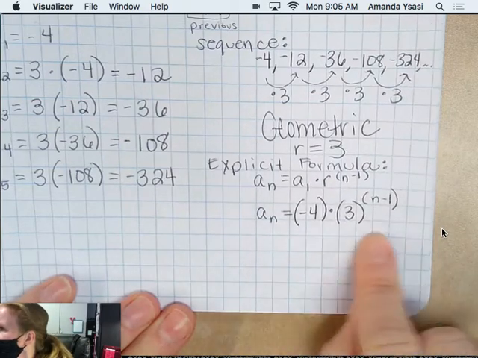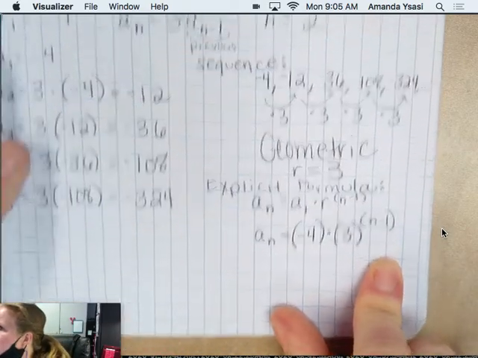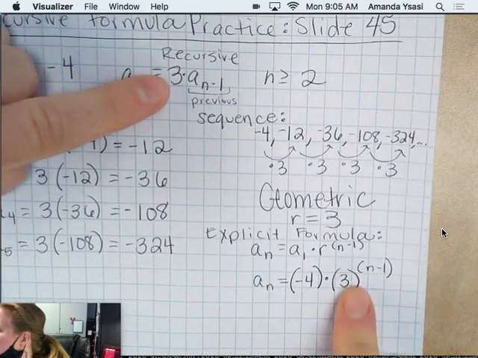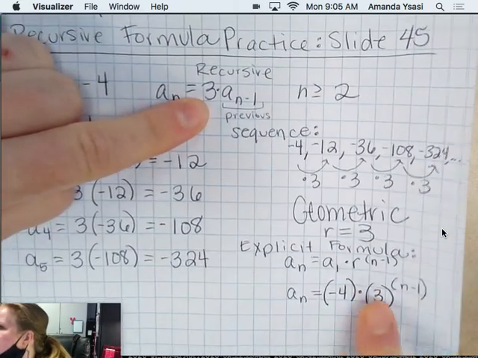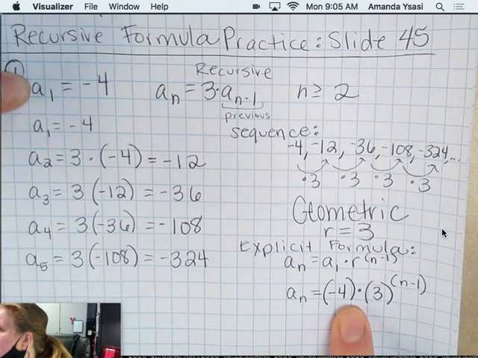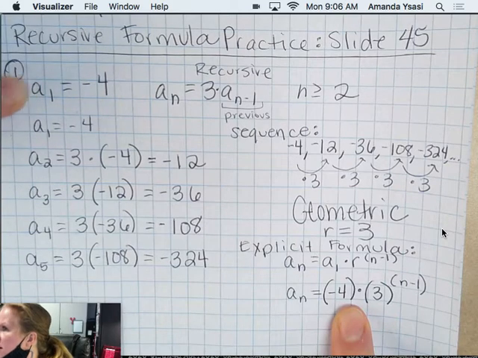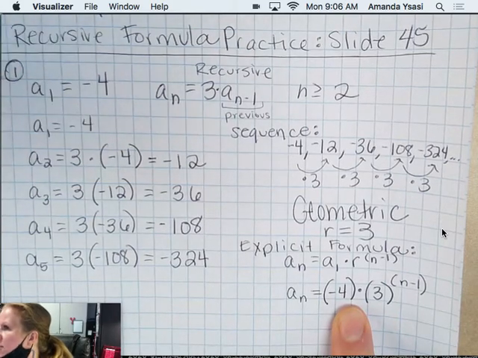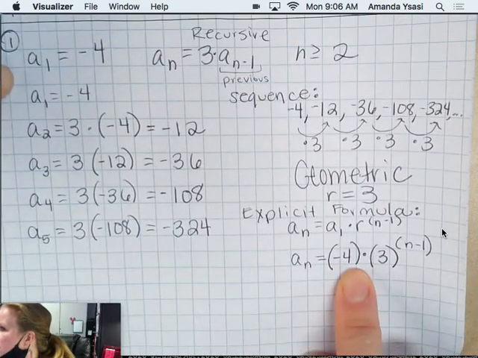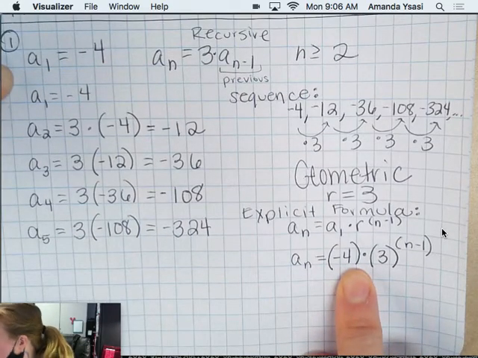So this is the explicit formula, and this is the recursive formula. They both have the 3 in common. They have a -4 in common, but that's written in a different way. See how it says A1 equals -4? For the recursive, it's going to give you A1 separate. For the explicit, it's going to give you A1 inside the formula.